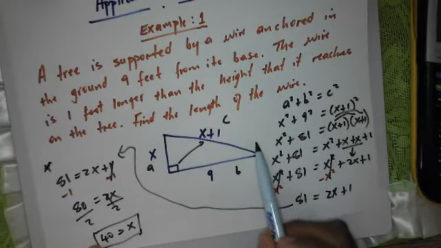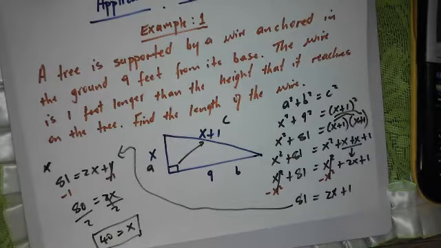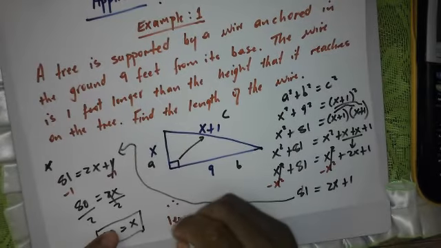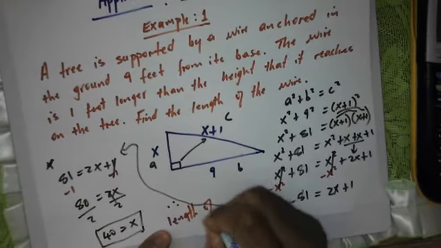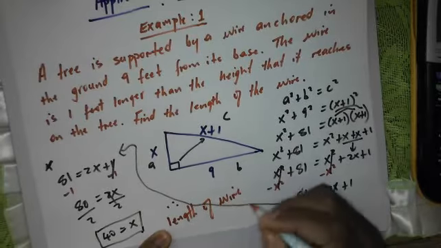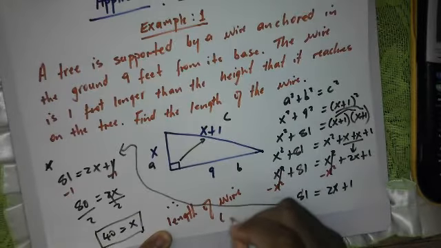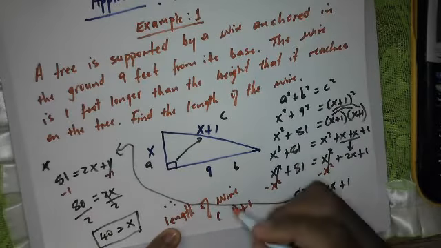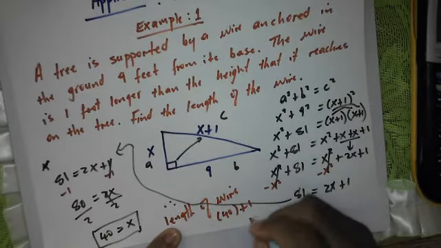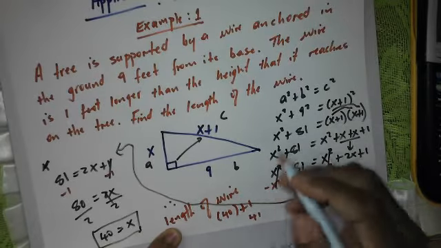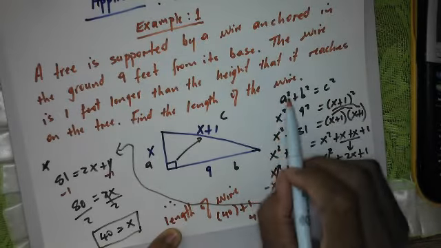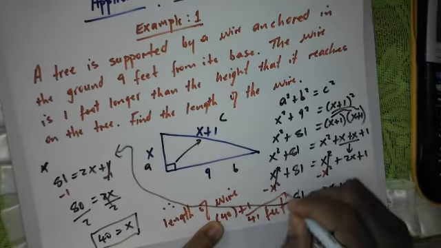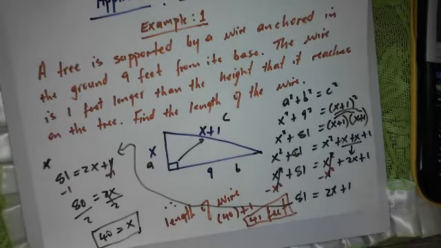This is the wire. Okay, so therefore the length of the wire would be x plus 1. But remember that x is 40. So that would be 40 plus 1, which is 41. 41, what is the unit? Feet? Yes. So that would be 41 feet. That would be your answer here.